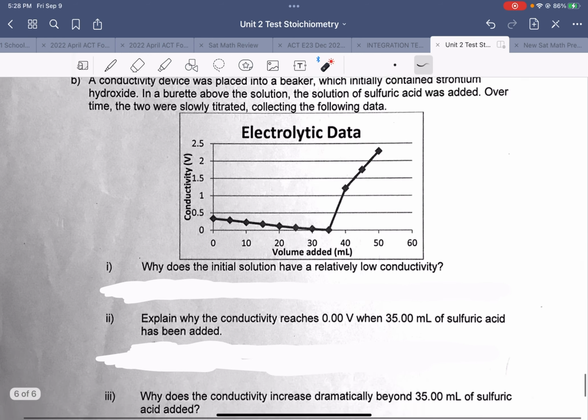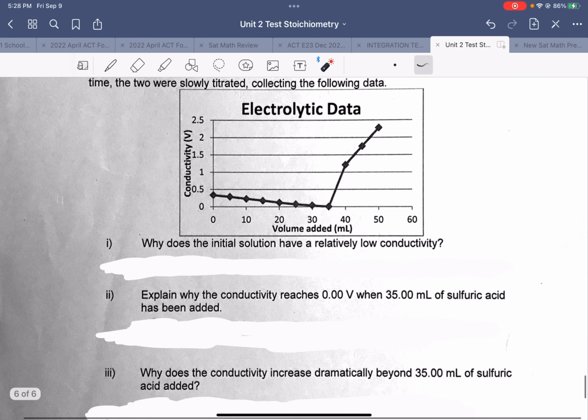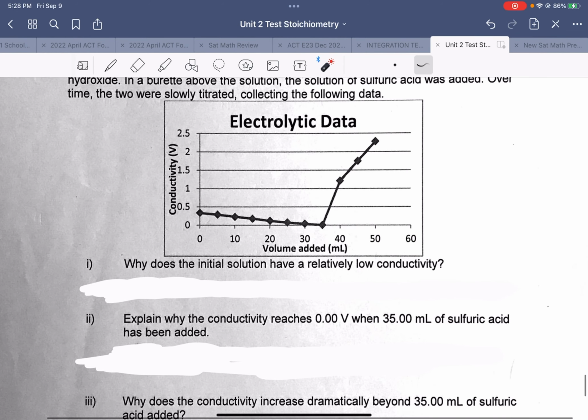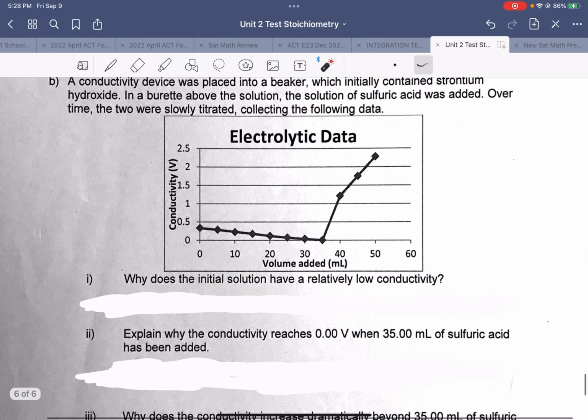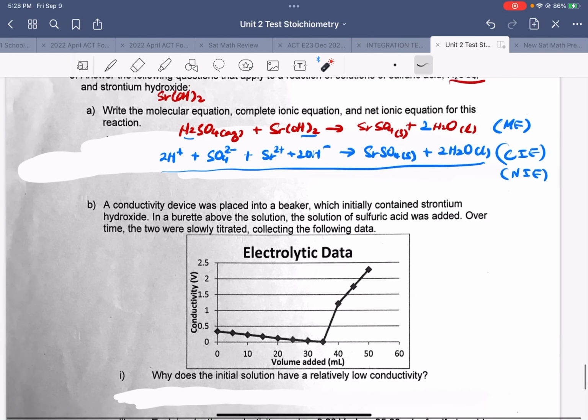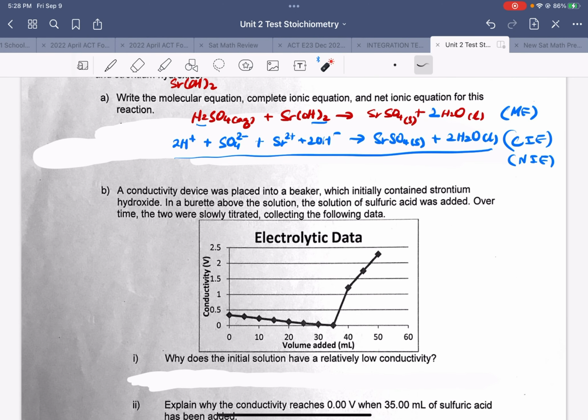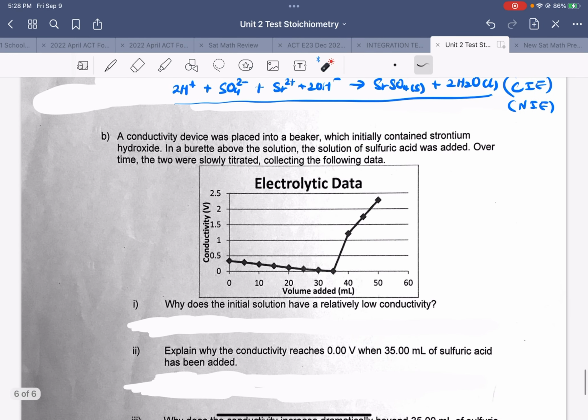Okay, so now they ask you, first one, why does the initial solution have relatively low conductivity? Why is this one a relatively low conductivity? Because you have this one first, right? So that strontium hydroxide, that one is a weak base, okay? Then you slowly put in that acid. So what can you say, why is the conductivity very low?